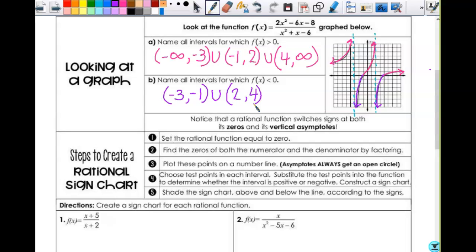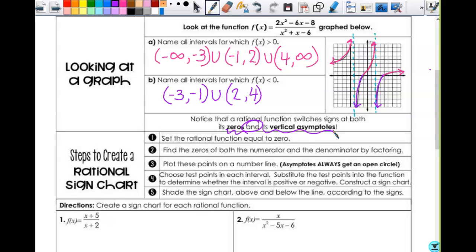Okay. So for the polynomials that we were dealing with, the only place that the function could change from negative to positive or vice versa was at a zero because it had to pass through the axis. Well, for rationals, it happens when it passes through the x-axis, but it also can happen at the asymptotes. Notice that a rational function switches signs at both zeros and vertical asymptotes. So we have to take both into account when we're doing our sign chart.